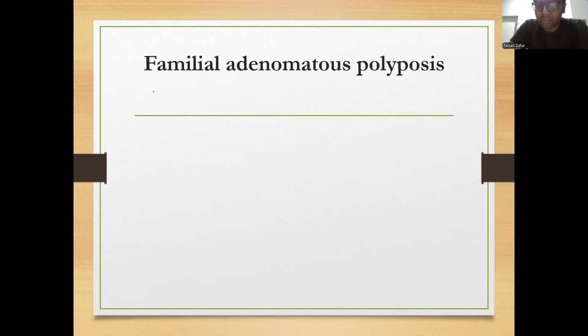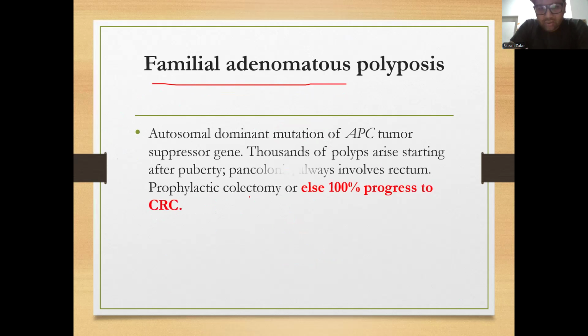Familial adenomatous polyposis. That is again super high yield. Why is it high yield? Because it has 100% progression to colorectal cancer. That's why prophylactic colectomy is the treatment. It is an autosomal dominant mutation of the APC tumor suppressor gene, and thousands of polyps arise starting after puberty.